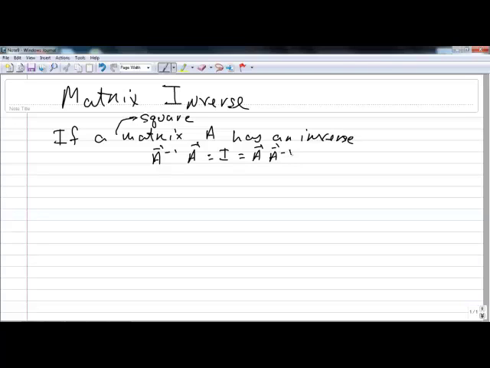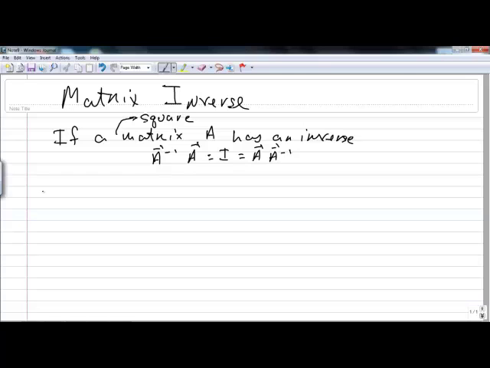Now if A is not square, it may have either a left inverse or a right inverse, but clearly it can't have both, because if A is m by n and m is not equal to n, then if the multiplication on one side is legal, the multiplication on the other side may not be legal.